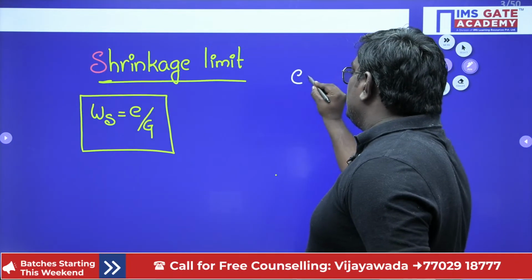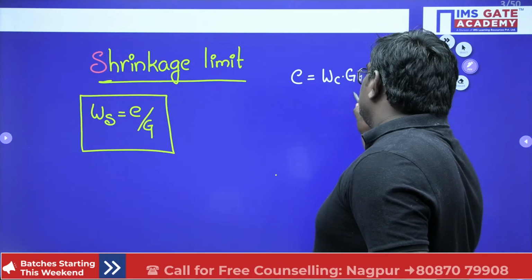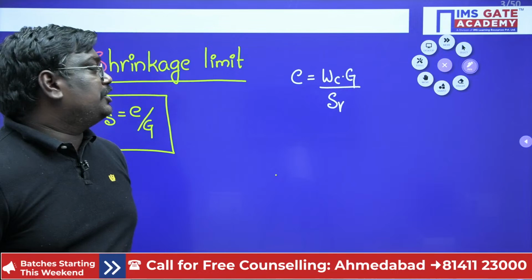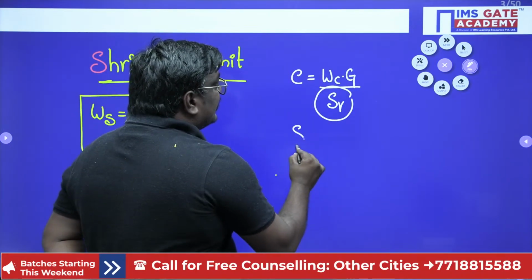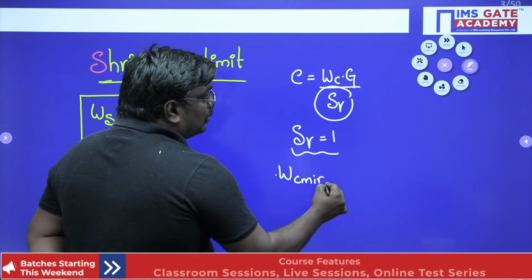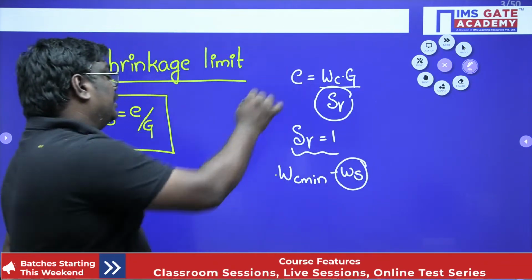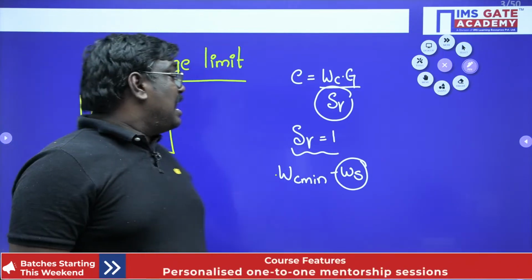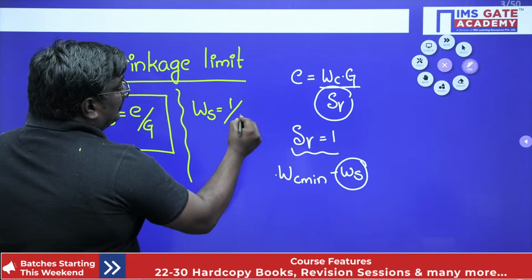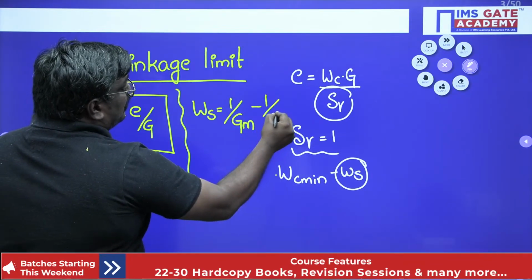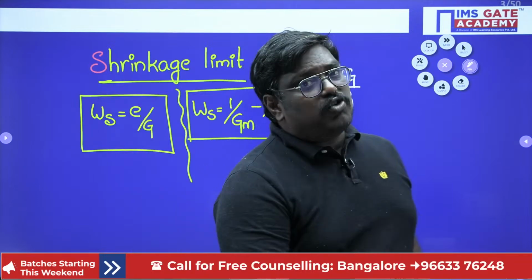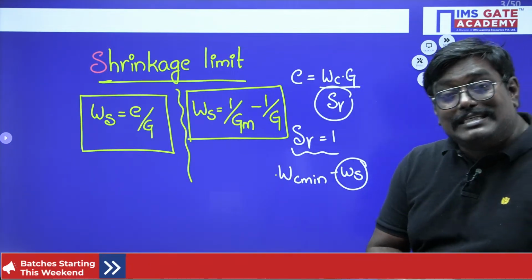Suppose we already know the relation between void ratio, water content, specific gravity and degree of saturation. My dear students, in the fully saturated case, the degree of saturation will be equal to 1. In this case, the minimum water content will be equal to the shrinkage limit, and if you substitute this value in the equation, you will get shrinkage limit is equal to e upon G. And remember, there is another formula for shrinkage limit, given by 1 by Gm minus 1 by G, where Gm represents the mass specific gravity and G represents the true specific gravity. These two formulas will definitely help you in solving the shrinkage limit problems.